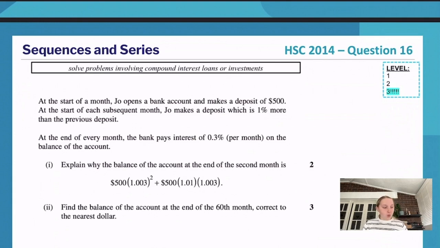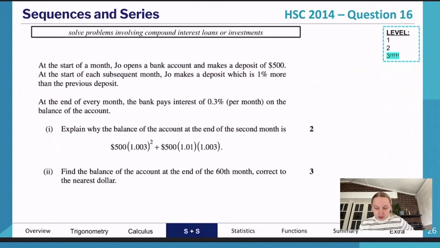So we're going to be looking at question 16 from the 2014 HSC maths paper regarding the syllabus point, solve problems involving compound interests, loans or investments. Okay, so at the start of a month, Joe opens a bank account and makes a deposit of $500. At the start of each subsequent month, Joe makes a deposit which is 1% more than the previous deposit. At the end of every month, the bank pays interest of 0.3% per month on the balance of the account. Explain why the balance of the account at the end of the second month is this.